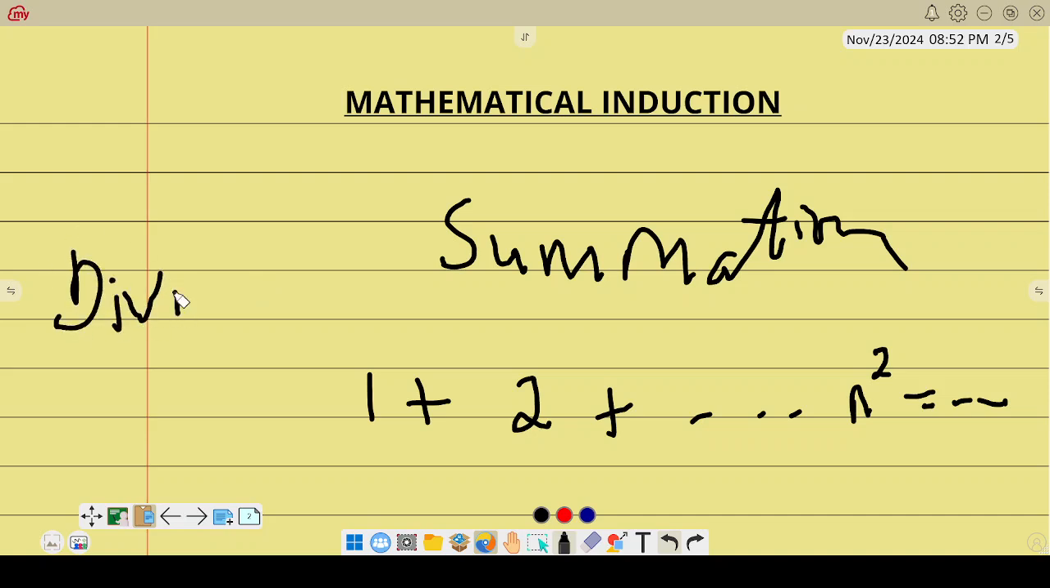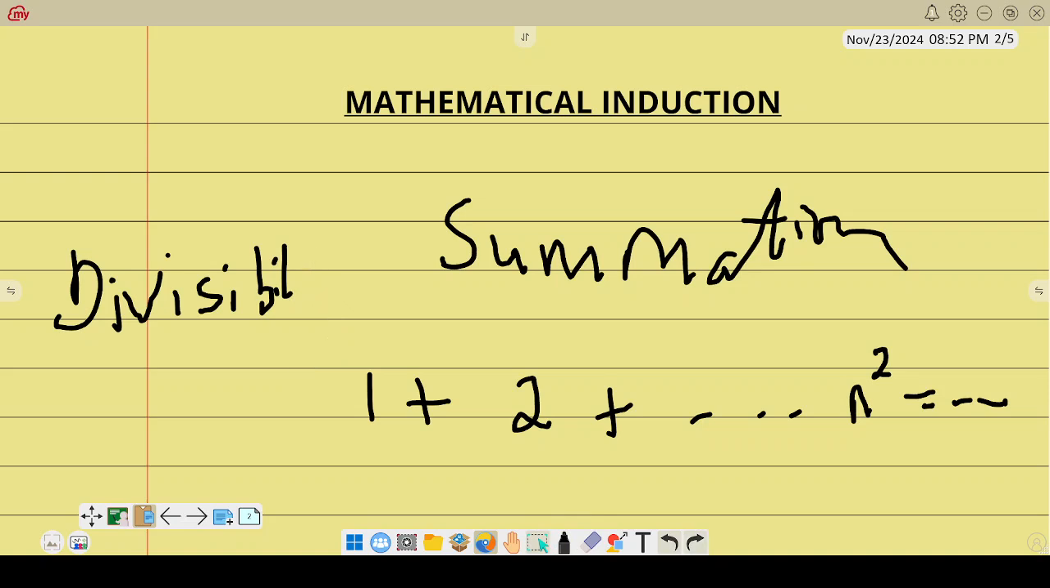So how is this word pronounced? Divisibility. I'm very bad at English. I only know how to punch these numbers.